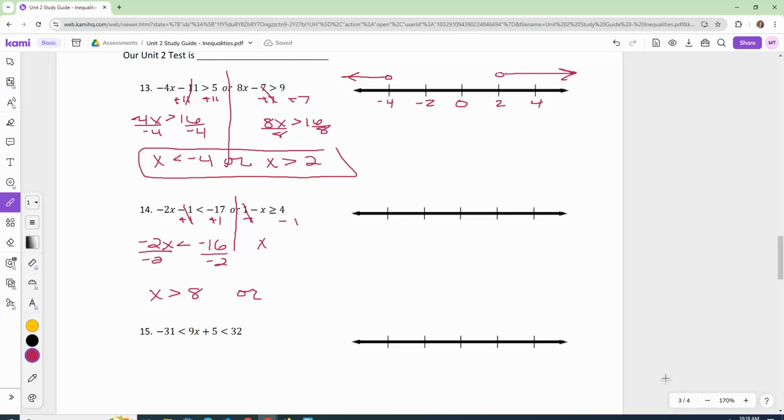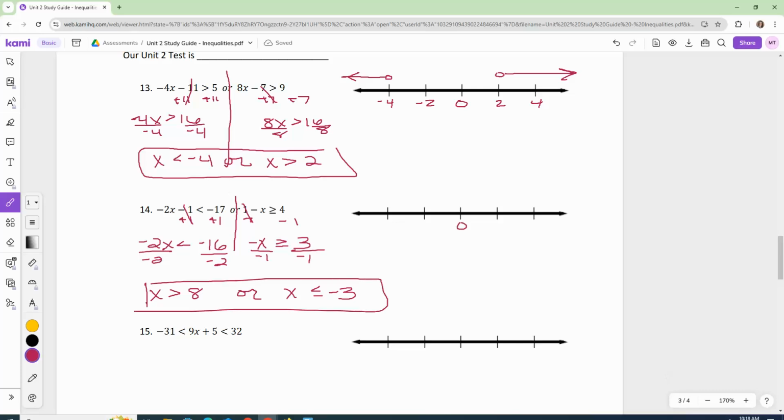So then I have negative 1x, or negative x is greater than or equal to 3. How do I get rid of the negative? Divide. And if you divide by a negative, it flips. Okay, so we get x is greater than 8, or less than or equal to negative 3.